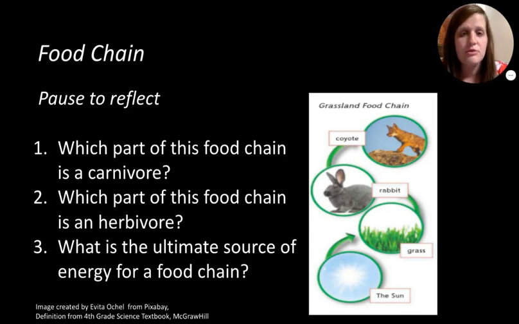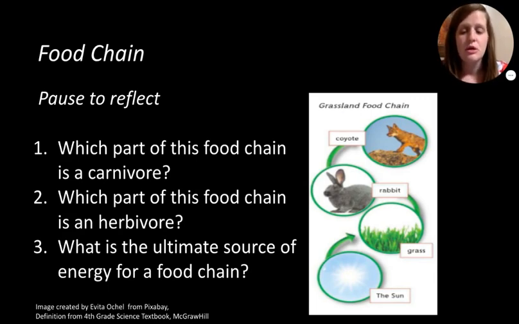So pause to reflect and consider these questions. Number 1, which part of this food chain is a carnivore? If you guessed coyote, you are correct. It is the highest on this food chain, and it is a carnivore because it eats meat. It eats the rabbit to gain its energy.